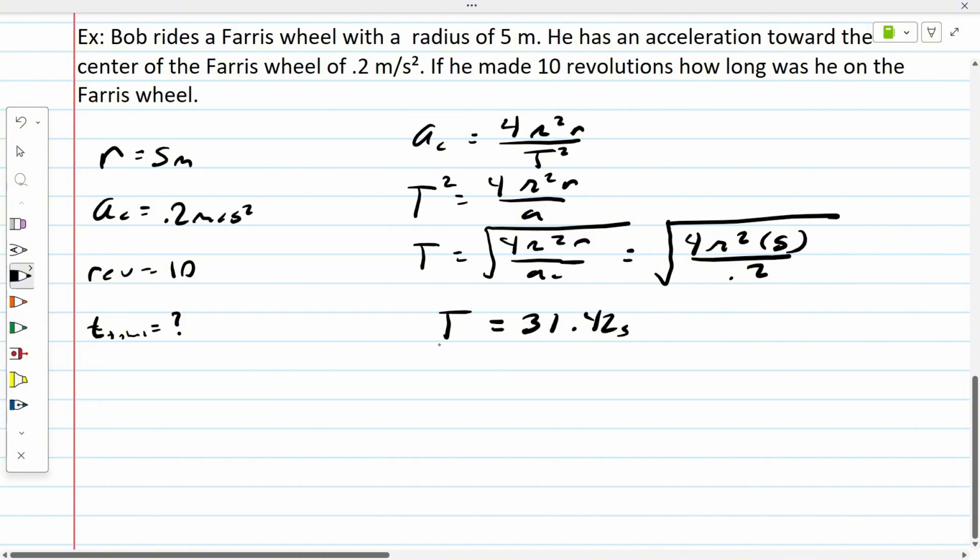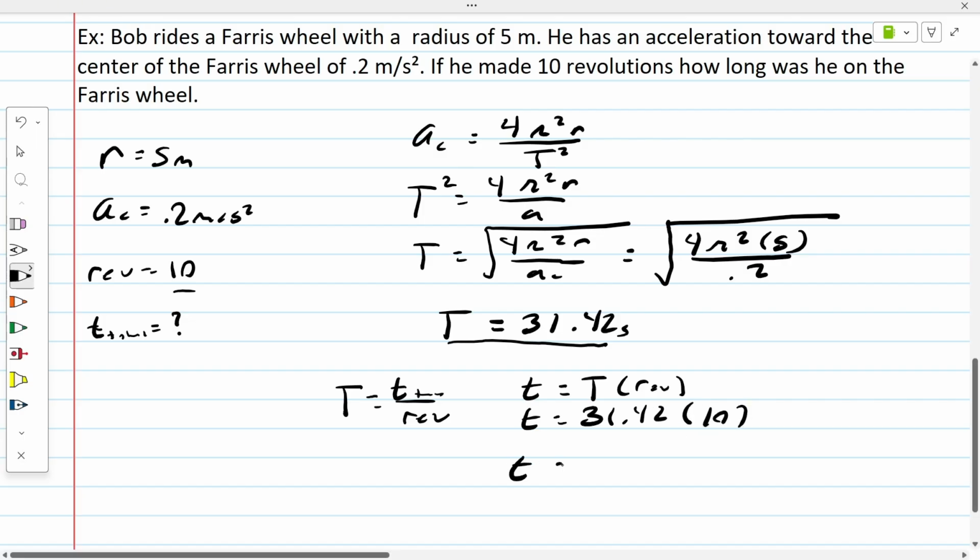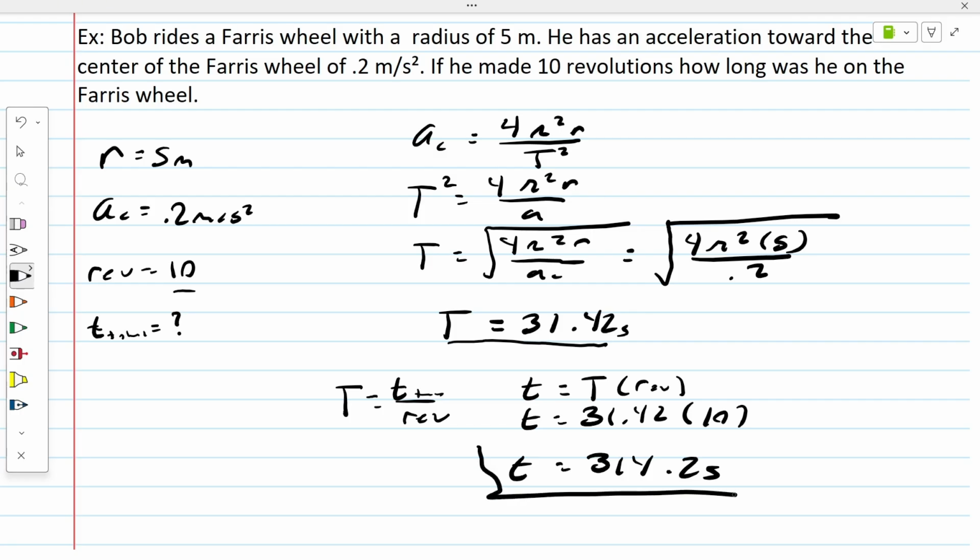Now we need to know what the total time is. Well, we know how long it took him to make 1 revolution, and we're given 10 revolutions. So the period is equal to the total time over the revolutions. If we simply multiply the period by the revolutions, we can solve for this total time. 31.42 times the number of revolutions, which is 10, gives a total time of 314.2 seconds. So that's how long Bob was riding the Ferris wheel.